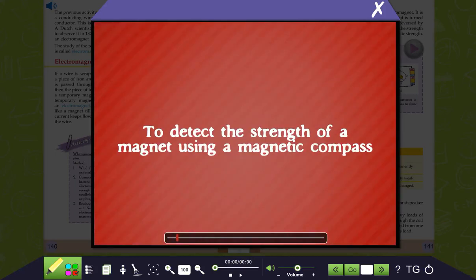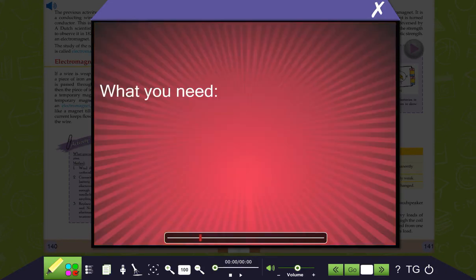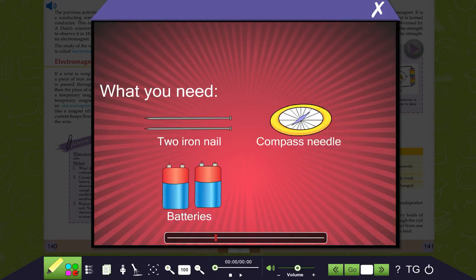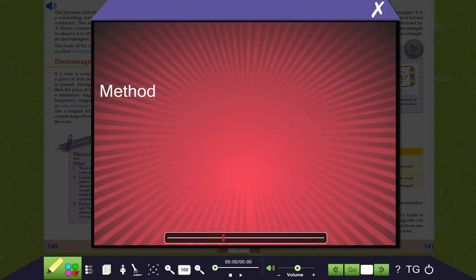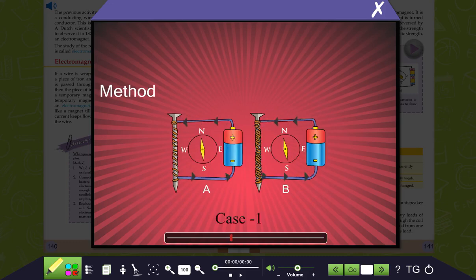Activity 3. To detect the strength of a magnet using a magnetic compass. What do you need? 2 iron nails, compass needle, batteries, copper wire. Method. Case 1. Take 2 iron nails and wind the copper wire as shown in the figure above. In case 1b, the nail has more turns of the wire and the magnetic compass needle shows more deflection.